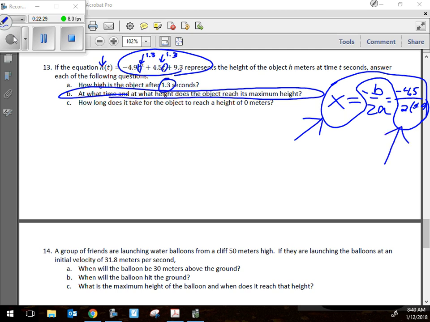All right, how long does it take for the object to reach a height of 0 meters? What the heck are they talking about? Well, it started at 9.3 meters. It went up because they threw it up, and then it comes back down again. And they didn't ask about where does it hit a height of 0 meters? By the way, 0 meters means hits the ground, right? But they're asking about that spot right there. Isn't that a root? So unless you think you can factor that thing, use the quadratic formula.